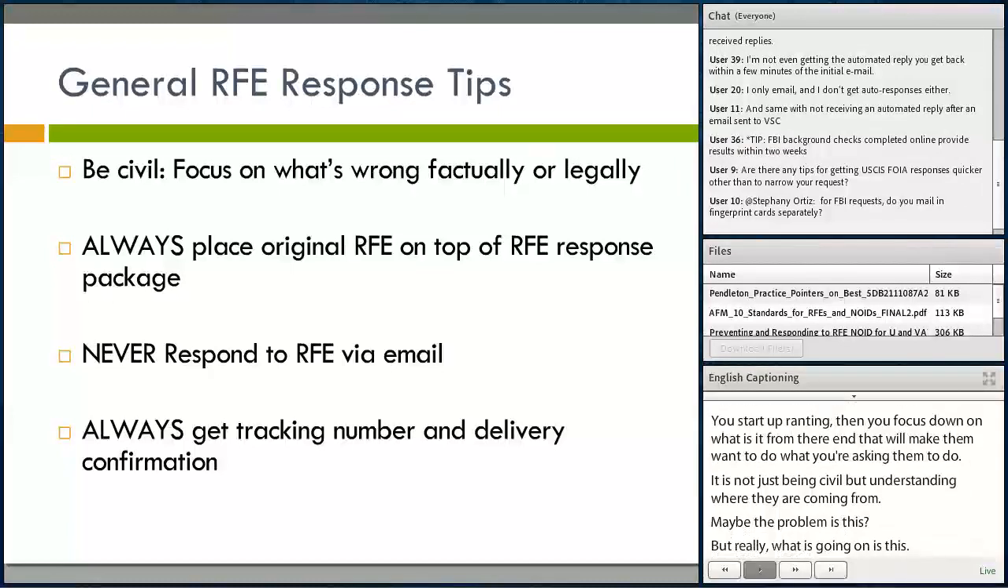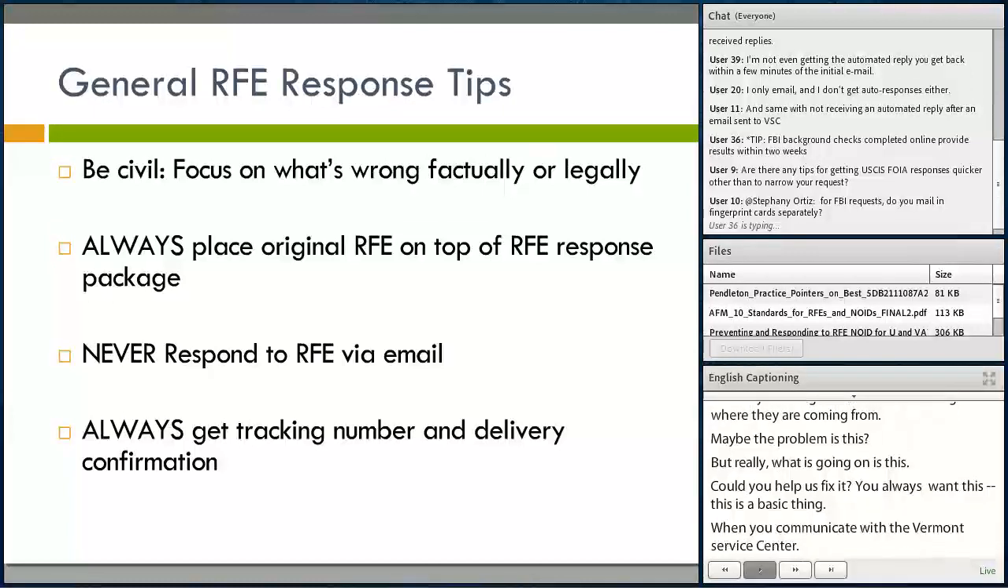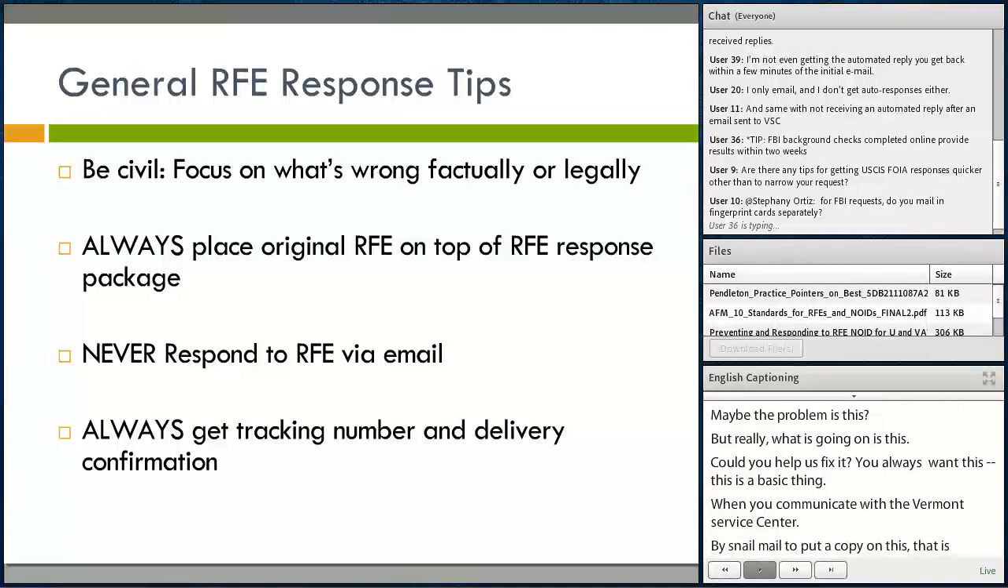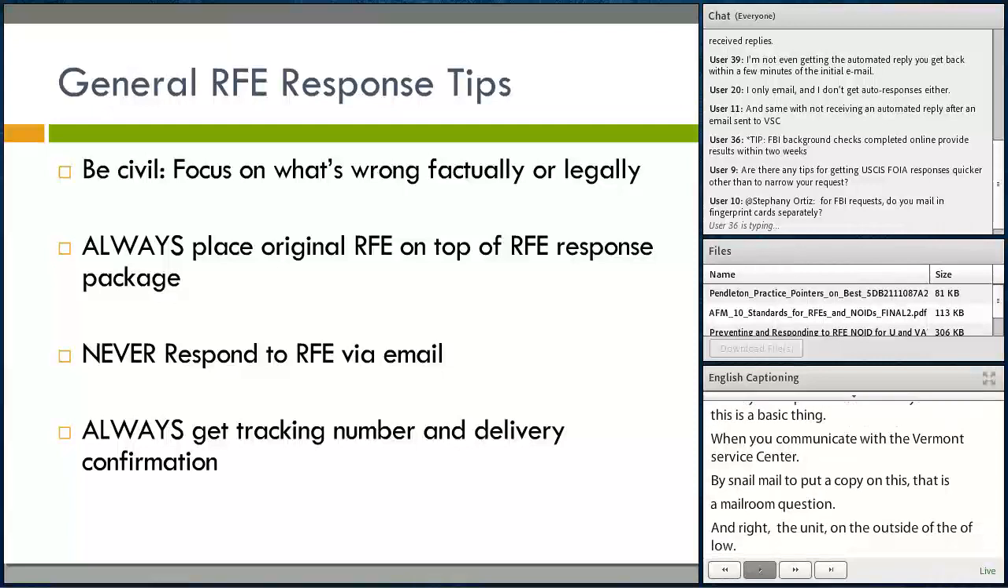This is just a basic thing: whenever you're communicating with the Vermont Service Center by snail mail, you have to put a copy of the last written missive you've gotten from them on top. That's a mailroom question. And always write VAWA unit in big red letters on your outside envelope, because you don't want this going off to some black hole at the Vermont Service Center. It will just disappear forever. We've seen that happen.